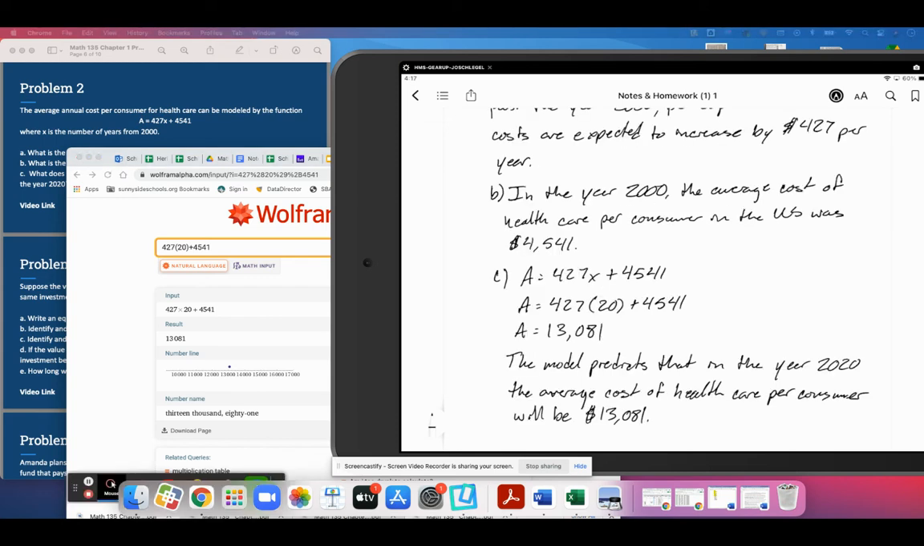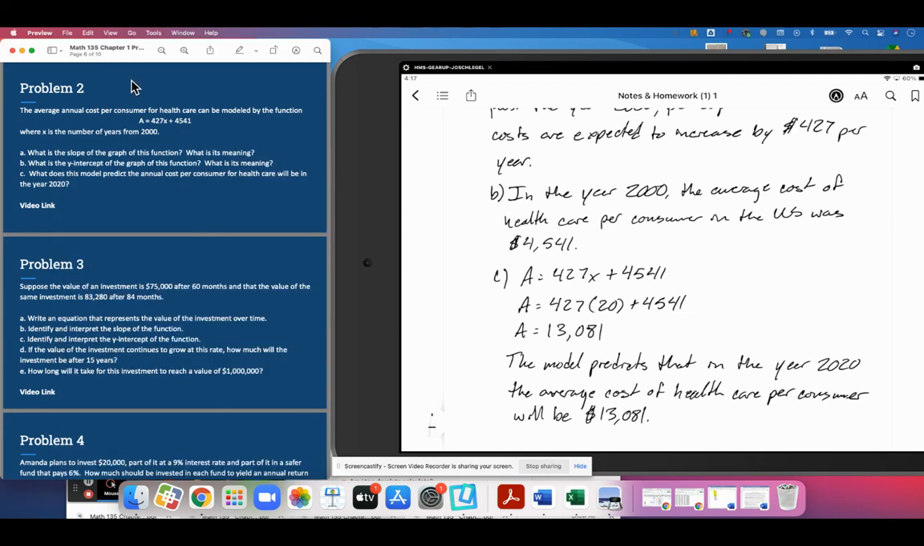So again, the model predicts that in the year 2020, the average cost of healthcare per consumer will be $13,081. Now, bear in mind, this is an average, and so it does take into account people that do not take advantage of healthcare or need healthcare. But at the same time, it also figures in people that are spending hundreds of thousands of dollars a year on healthcare, whether it be long-term care, heart surgeries, brain surgeries, those type of things. So that's what the model says. If you're curious how close it came, you can take the time to Google that.